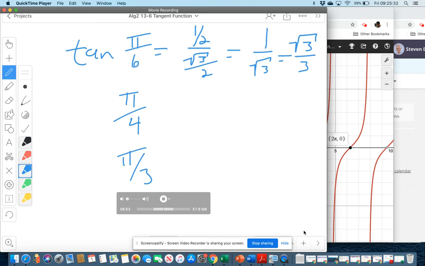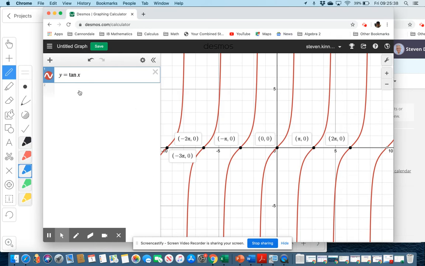All right, so next thing I wanted to look at was the amplitude. Again, the amplitude is really hard to determine.